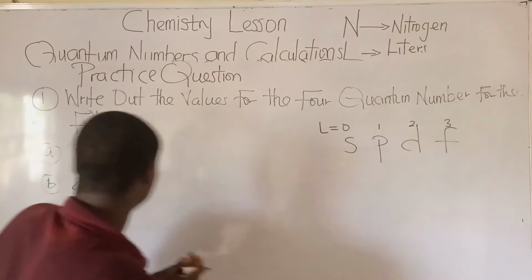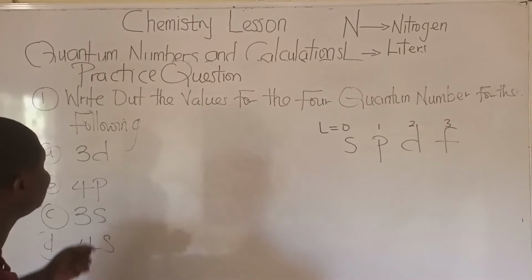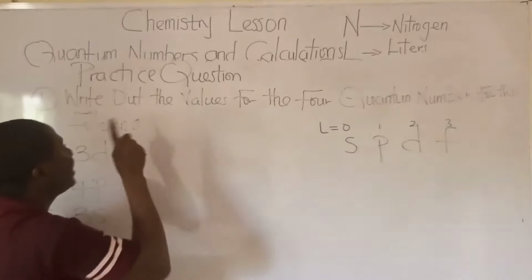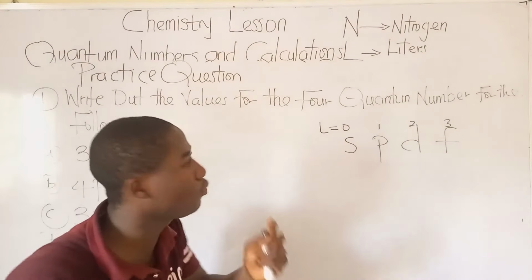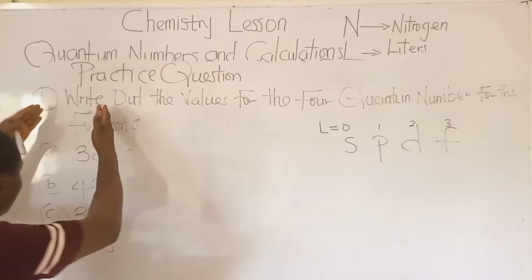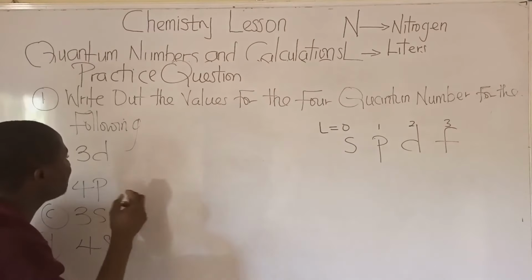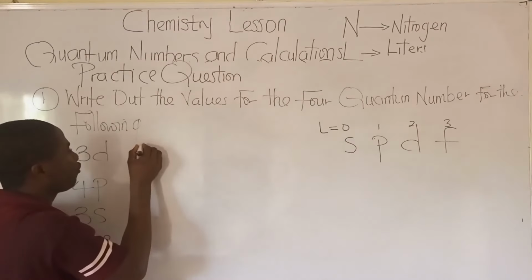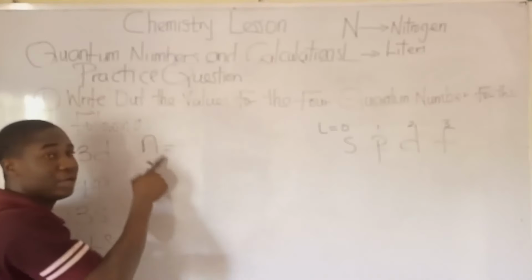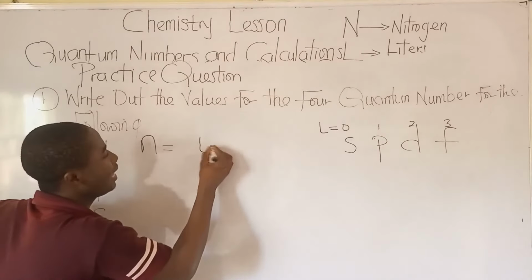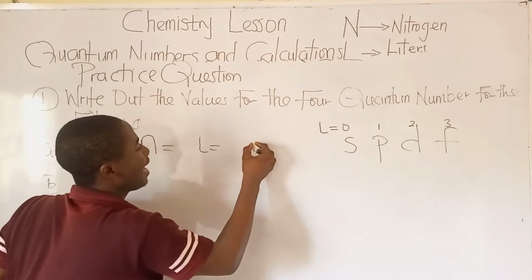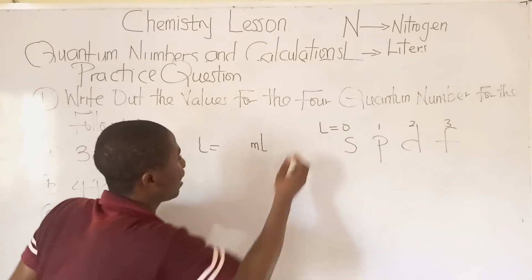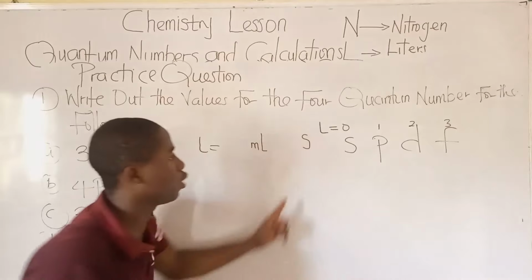Now, let's just focus on this. First of all, we have to look at the question and know how to solve it. And what does the question say? The question says: write out the values for the 4 quantum numbers for the following. How are we going to solve it? Remember, we have the 4 quantum numbers and their representation. The quantum numbers include n, the principal quantum number, l, the azimuthal quantum number, ml, which is the magnetic quantum number, and s, which is the spin quantum number.